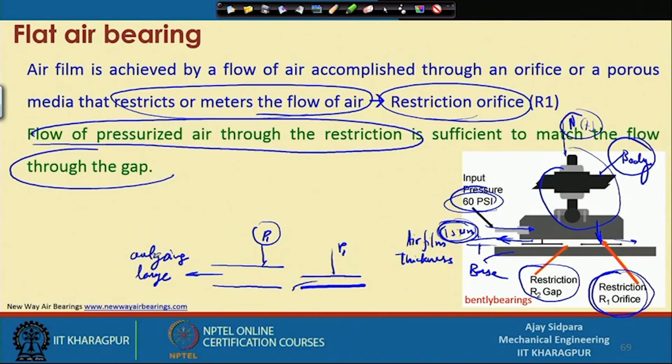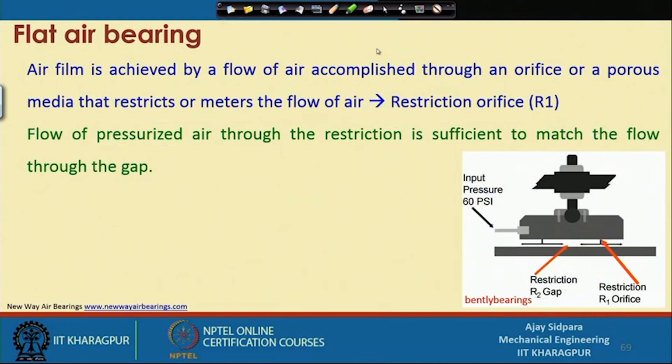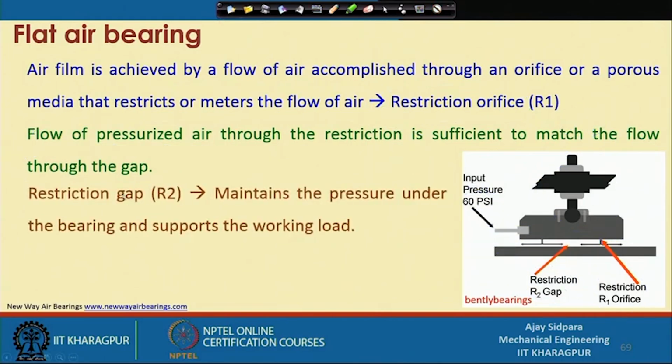So what we have to do is balance both things: how much we are putting in, and how much is passing through this particular gap. That is called the restriction of the gap. So what is the restriction gap? It maintains the pressure under the bearing and supports the working load. So we have two things here: how much we are supplying through the orifice, and how much we are leaving away. That is called the gap restriction.